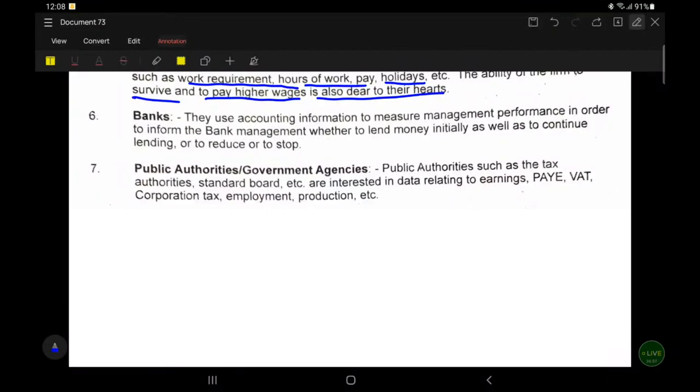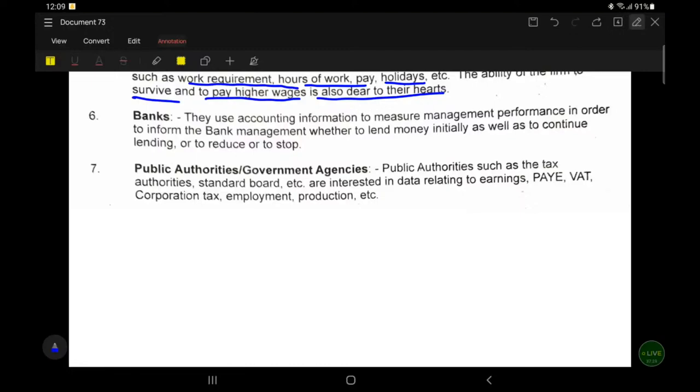They also need accounting information. The banks are more like creditors or suppliers, because the bank might provide a business with a loan when you want to start a business. They may ask you to come out with your report, accounting information or financial statement, so that we can see that when we give our money to you, you can use it in a better way, and within a particular period of time, we expect you to be able to pay within that time frame.